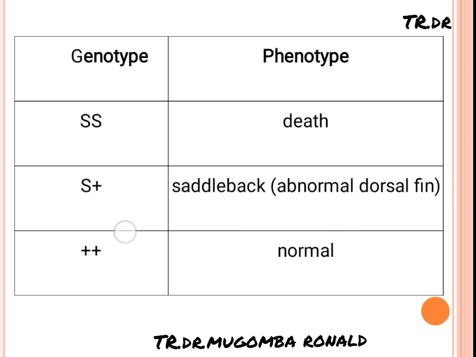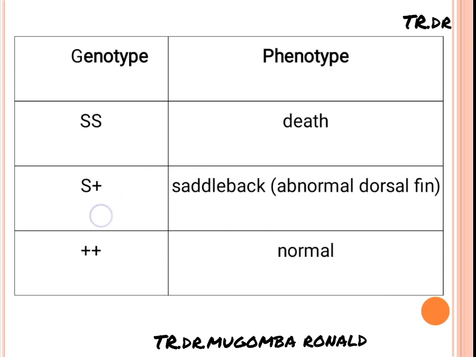This one, small s, capital S, will be normal, with abnormal fin, but it will still survive. But when you look at capital S, capital S, those ones will die. So even in the mice, the capital Y in the mice, these ones will die, and you end up with the capital S, small s. So that's why you end up with an F2 phenotypic ratio of 2:1.